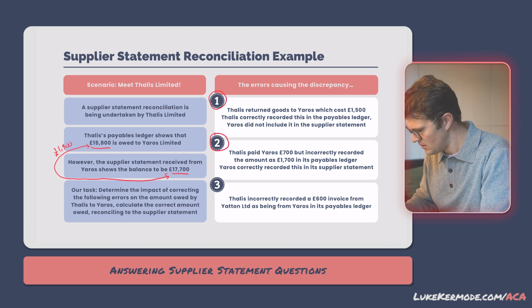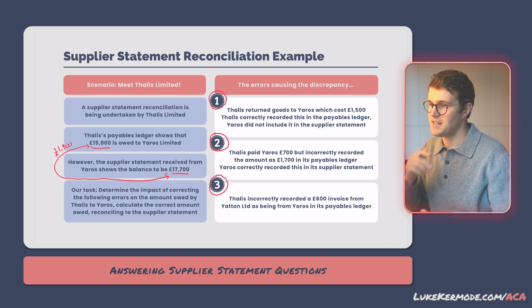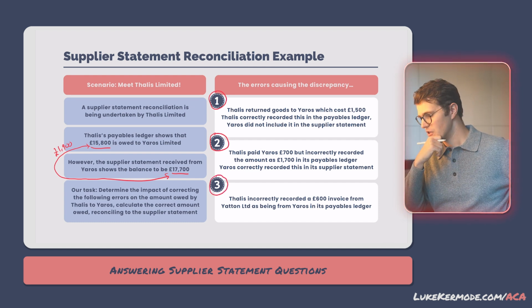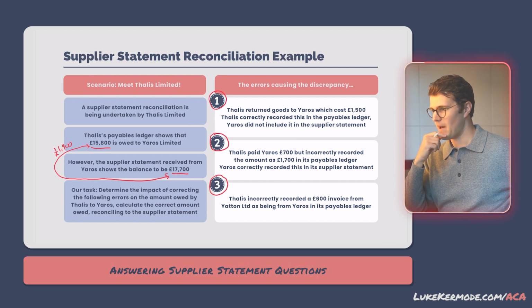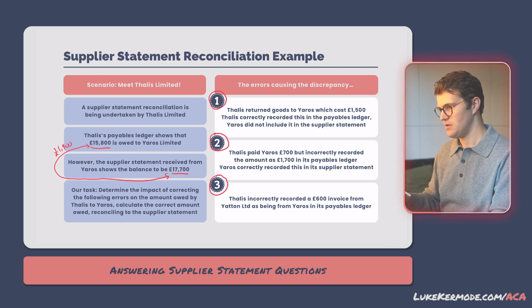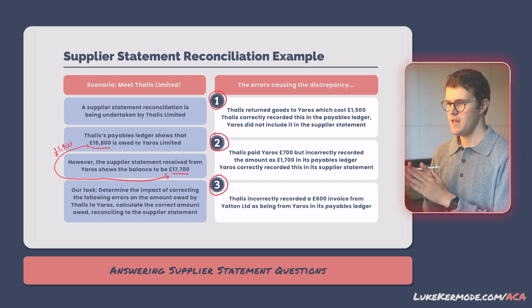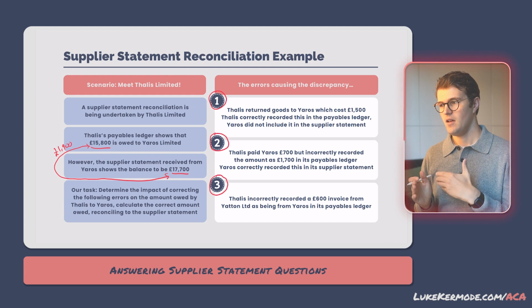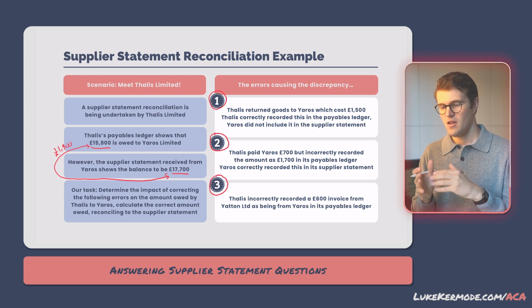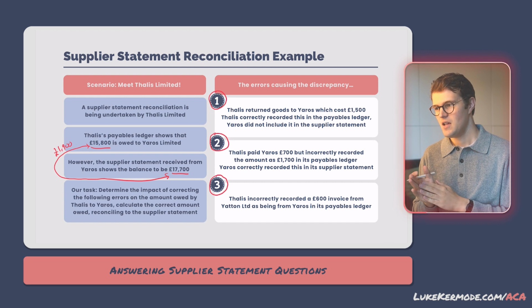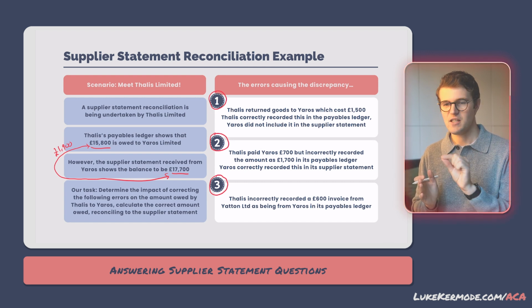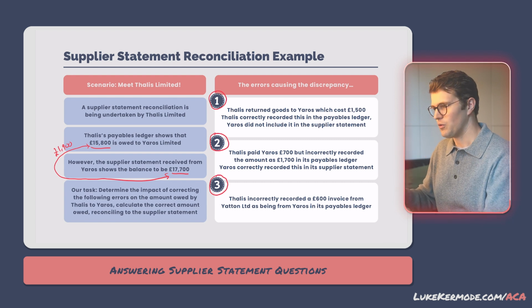And third, Thales accidentally included a £600 invoice from another supplier, Yatton Limited, in Yaros' payables ledger account, incorrectly increasing the balance they owed to Yaros. So our task here is to assess how correcting each of these errors impacts the payables ledger balance, but also the supplier statement balance. And we need to correct Thales' payables ledger balance and check that everything reconciles after we've done all of that.